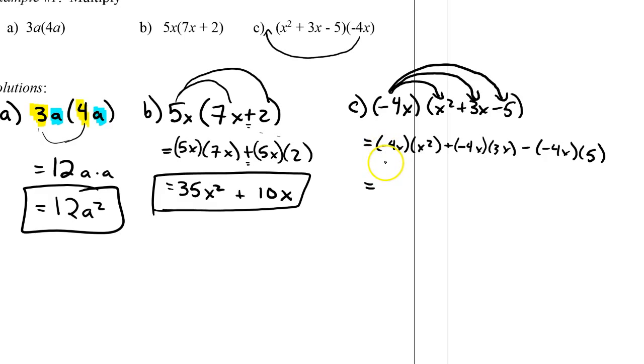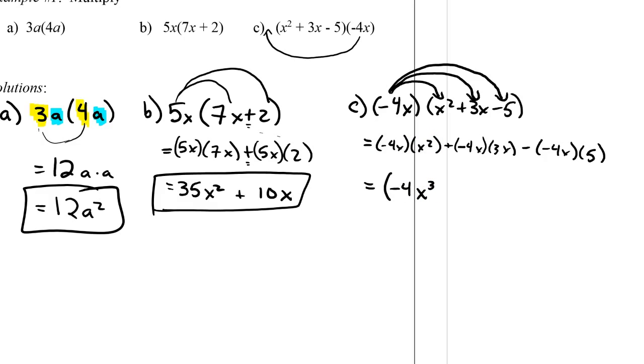For my first term, I'm just going to keep it in brackets. The numbery bit is going to be negative 4 because there's an implied coefficient of 1, so negative 4 times 1 is negative 4. X times x squared is going to be x to the 3.